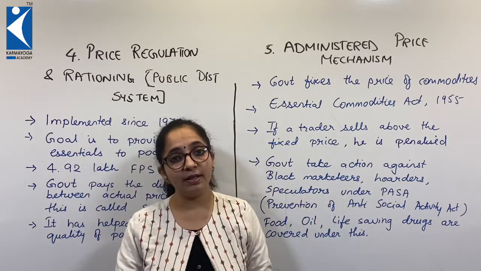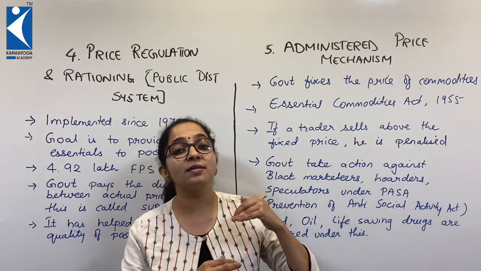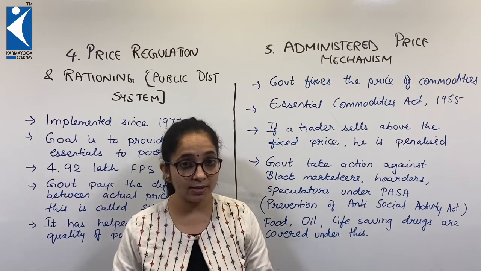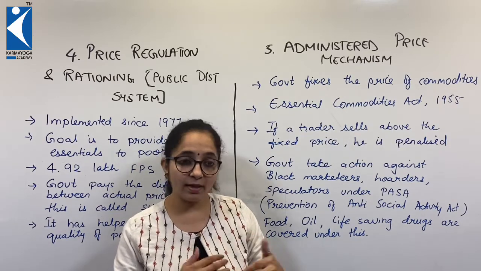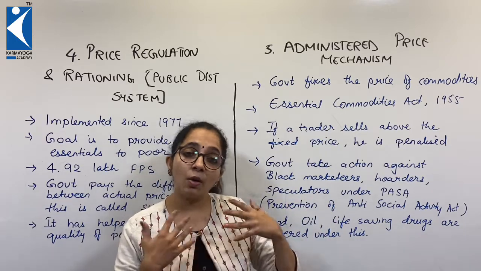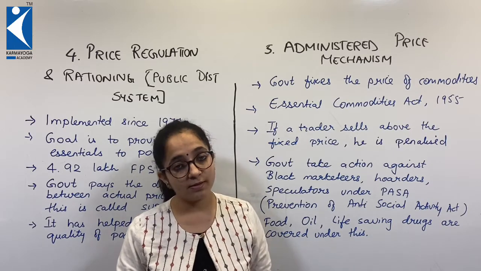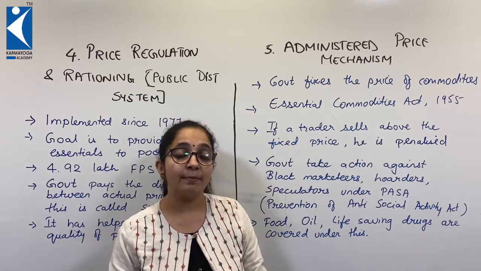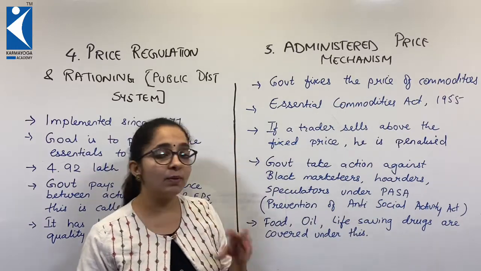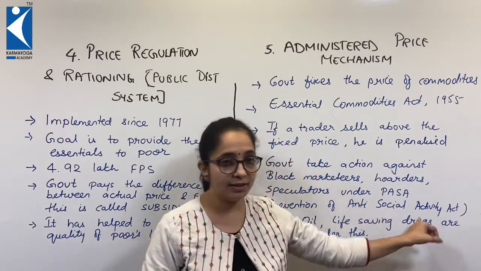Speculators. A speculator means the one who predicts, the one who is betting that in future the prices will increase. We have MCX, the market for commodities, the commodity exchange. From there they predict that the price may go high in future. It happens in all commodities, in all metals, precious metals, in food items, in oil. So the government controls it. Under PASA. Now what is the full form of PASA? It's the Prevention of Anti-Social Activity Act.